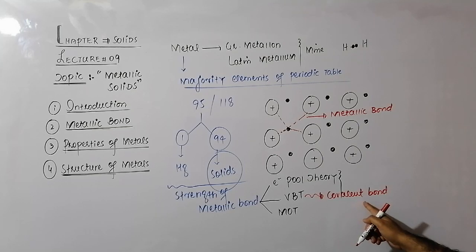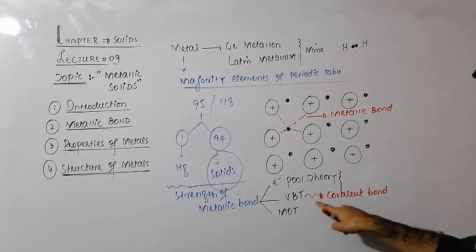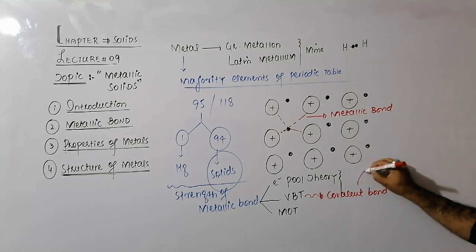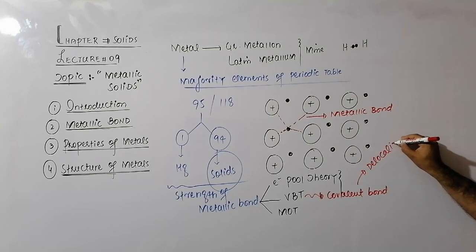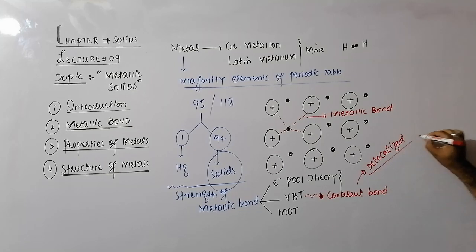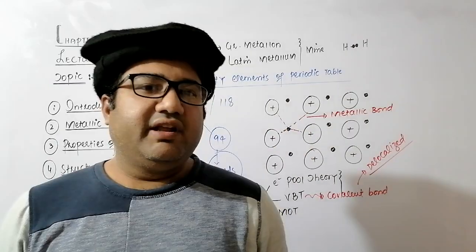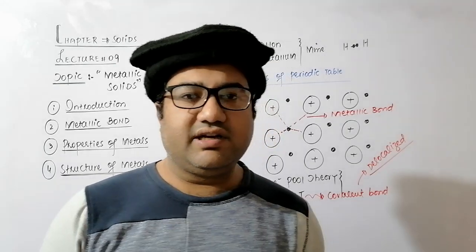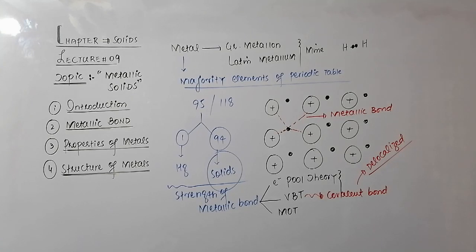But this covalent bond is not localized, just like this bond. Rather, according to VBT, metallic bond is also a type of covalent bond, but in this case it is a delocalized covalent bond. It is not a true covalent bond, I am repeating it. It is just like a covalent bond because all these electrons are actually shared between the atoms. So that's why we call it a delocalized covalent bond.